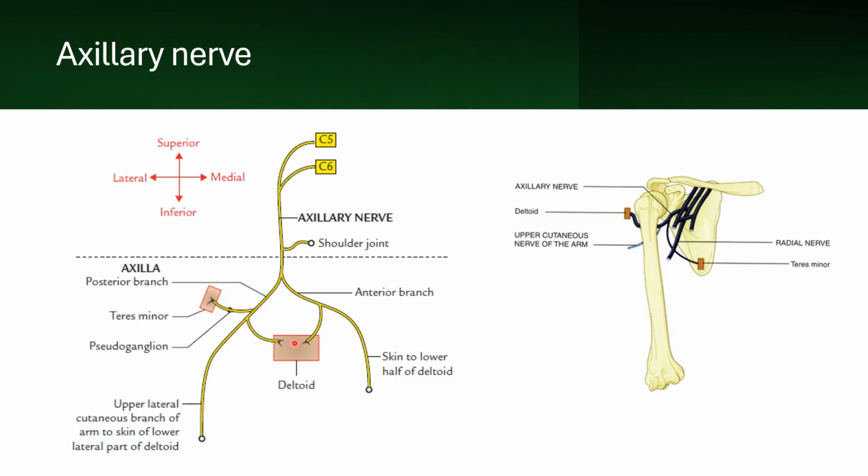It also gives cutaneous supply, that is the anterior branch supplies the skin over the deltoid, and this posterior branch ends up as upper lateral cutaneous branch of arm, supplying the skin of the lower lateral part of the deltoid muscle.